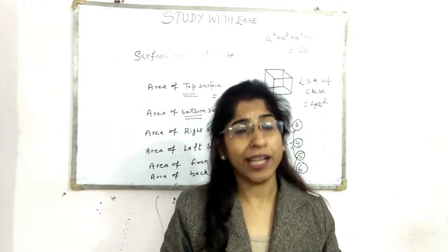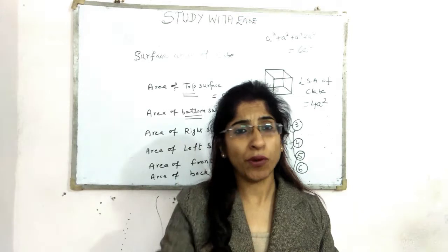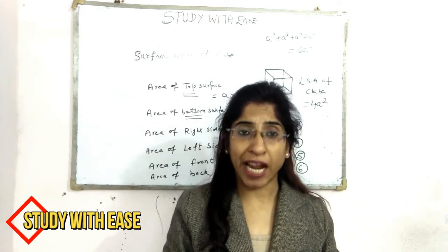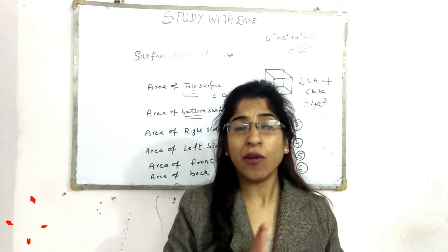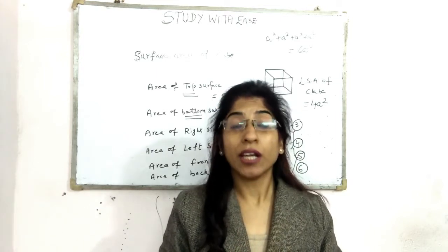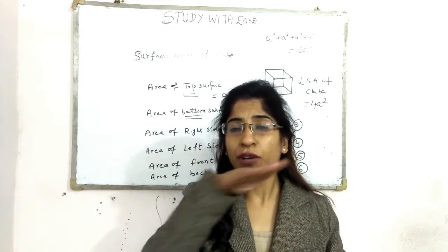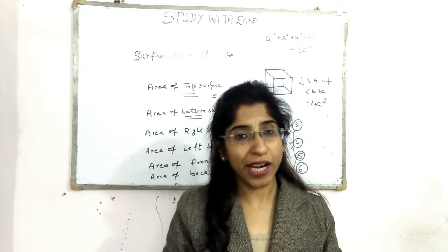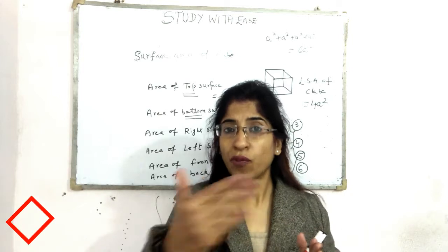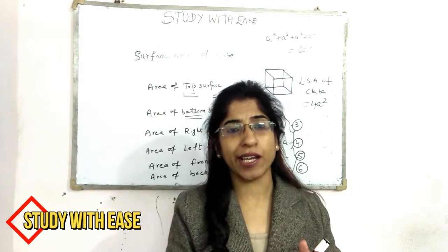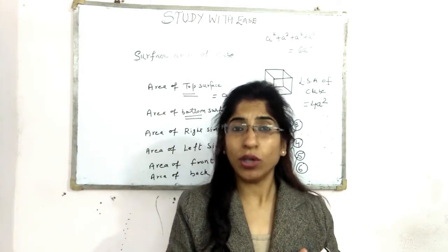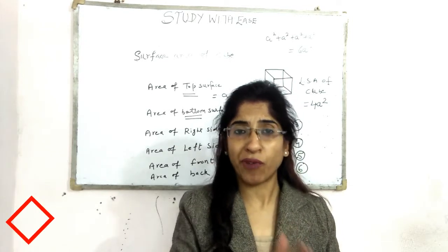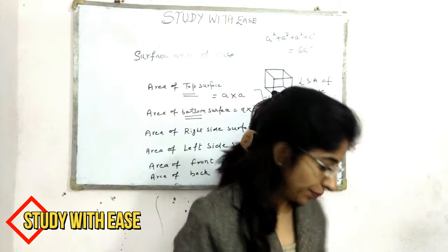Suppose we are taking an object which is open from the top, then the total surface area of that type of object will be 5a square, because here we are excluding the area of top surface and we are taking the area of curved surfaces and the area of bottom surface. So the total surface area of that type of object will be 5a square.